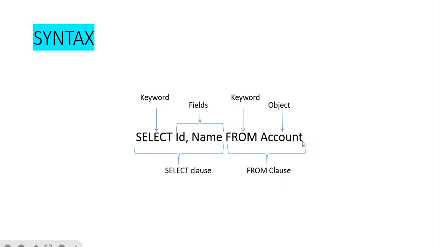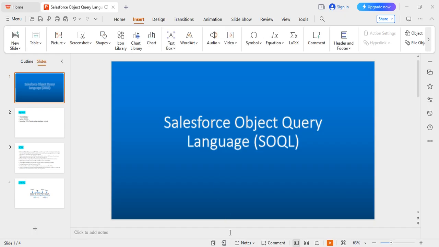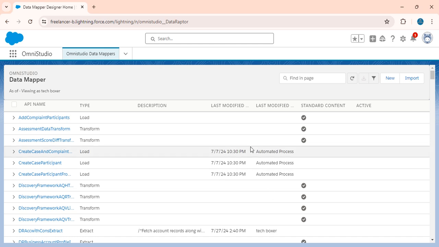After writing the object name, we can include the WHERE clause and other keywords also, to do the filtering, sorting, and limiting of the records using those clauses and keywords. Now we will go to the Salesforce org to execute some of the SOQL queries using the developer console.